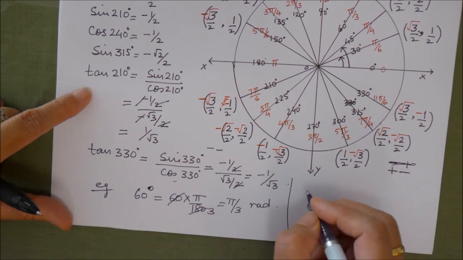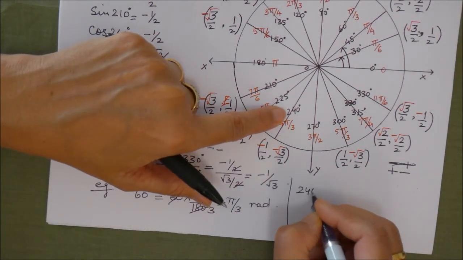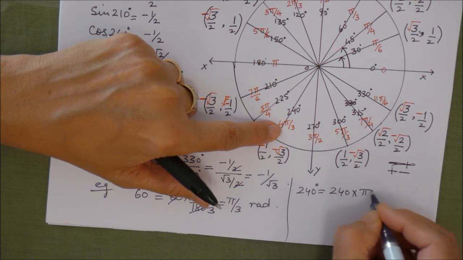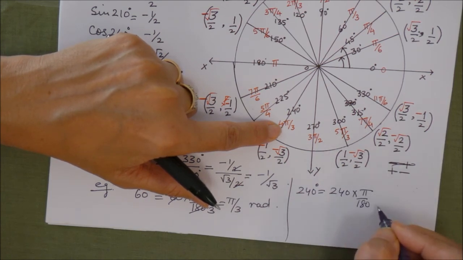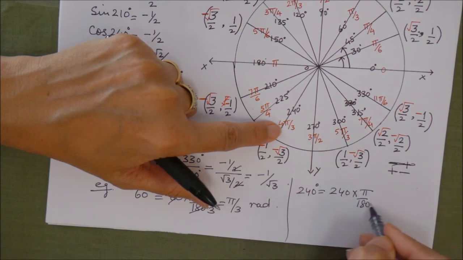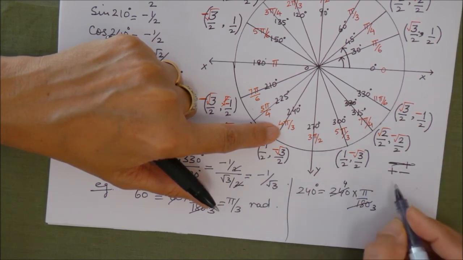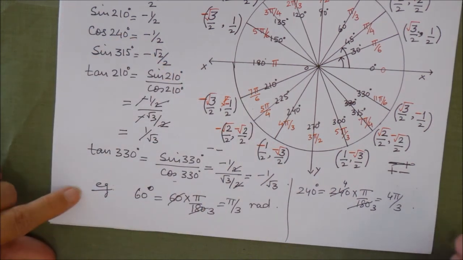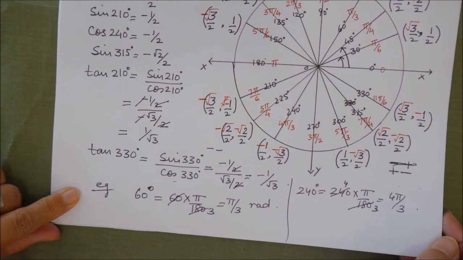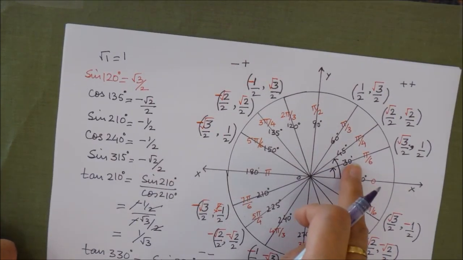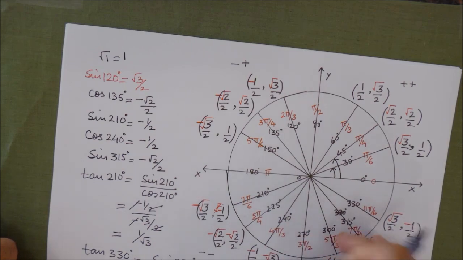Similarly, let us say 240 degree. 240 degree is converted by multiplying it with pi over 180. This gets cancelled, so it is 4 times and 3 times, so it is 4 pi over 3. This way we can convert all the degrees into radians, and we can find the values of all trigonometric ratios corresponding to these values and also the higher ones.